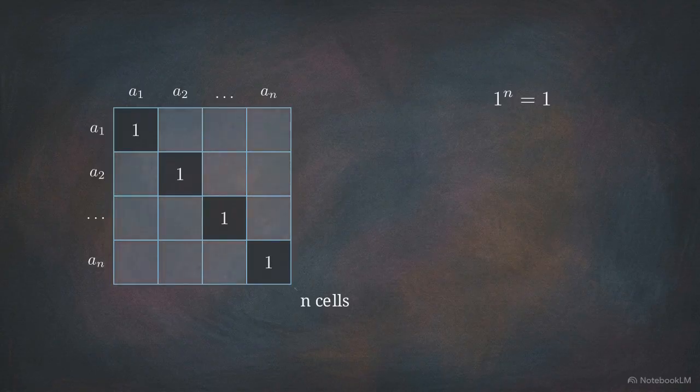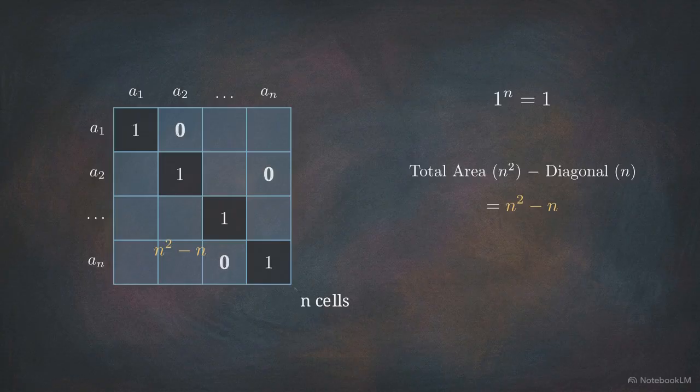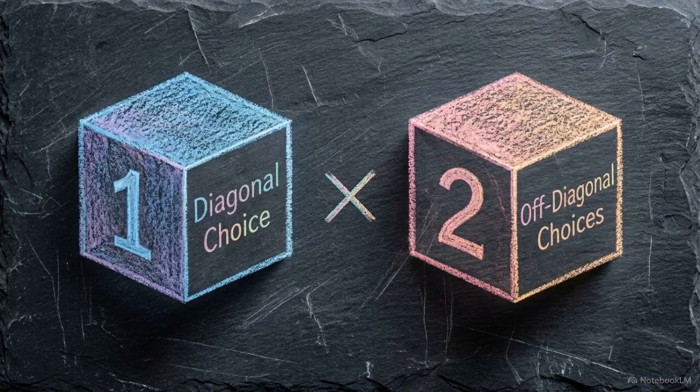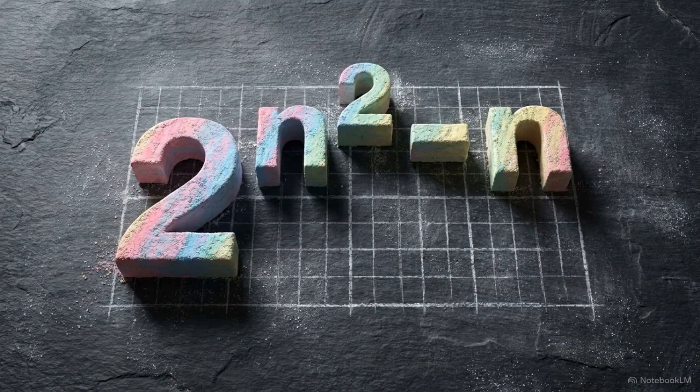Now look at the remaining space on the board. We take our total area of n squared and subtract the n diagonal cells. That leaves an off-diagonal area of n squared minus n. Reflexivity places no restrictions on these cells, so they retain their two independent binary choices. Multiply our one choice for the diagonal by the two choices for the rest of the board, and we derive 2 to the power of n squared minus n. The formula is a direct reflection of the grid's geography.